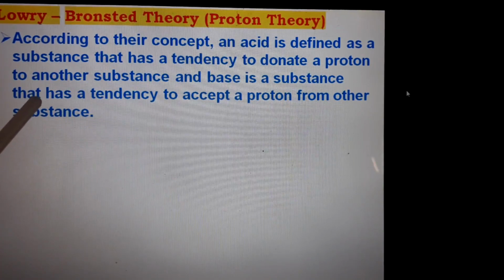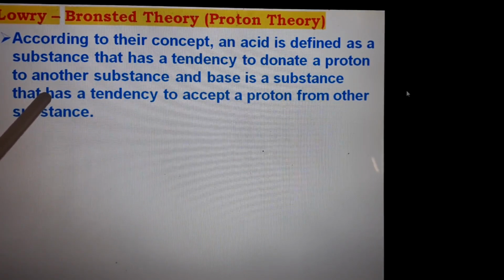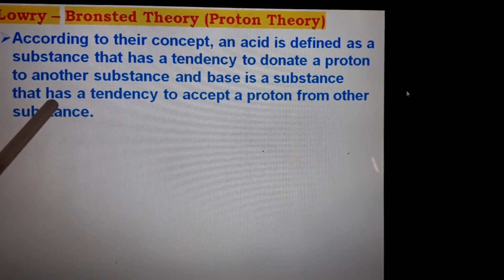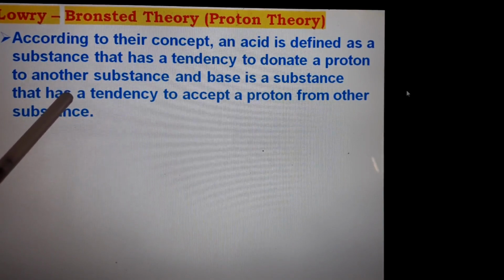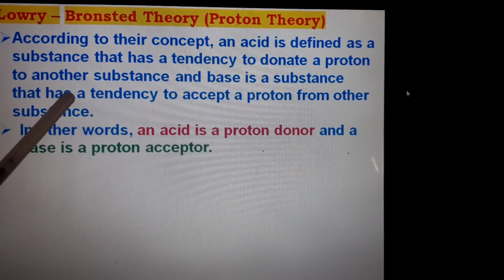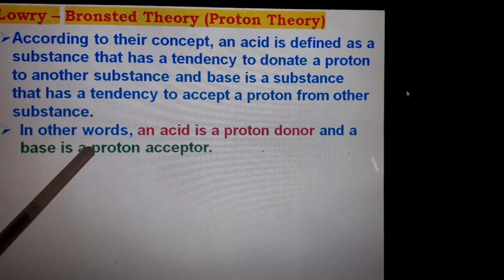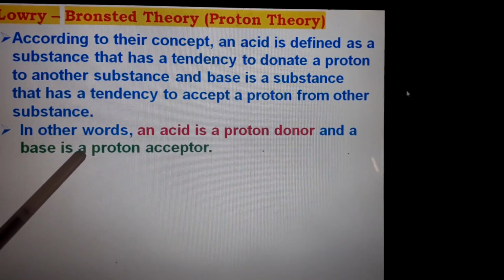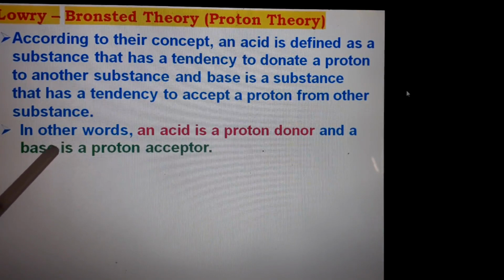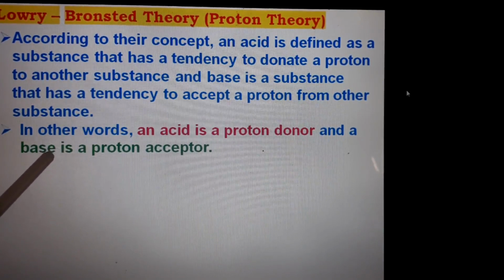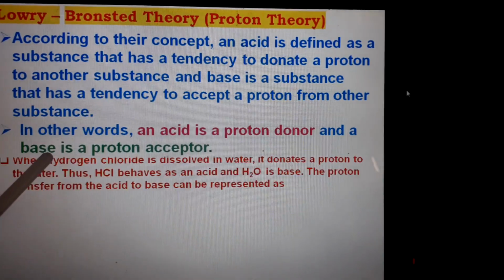In this theory, the Lowry-Bronsted theory, the proton theory, which substance gives the proton, releases the proton? It is called an acid. And which substance accepts the proton? It is called a base. This is the definition of acid and base as per Lowry-Bronsted. In other words, an acid is a proton donor and a base is a proton acceptor. Please make a note of this line. Okay, acid is a proton donor, base is a proton acceptor.